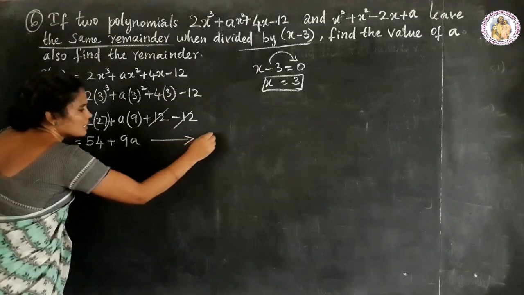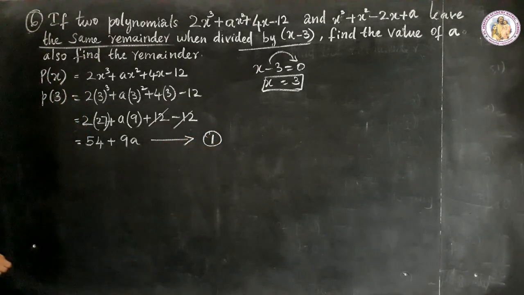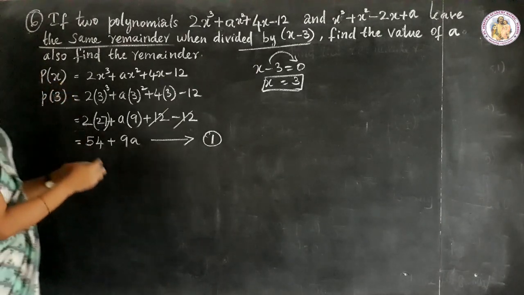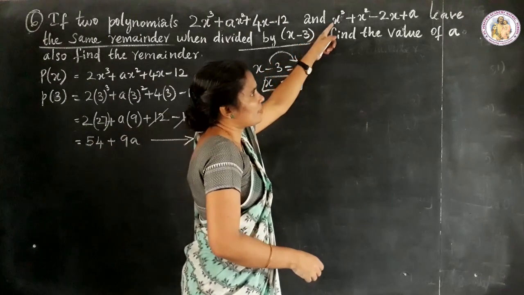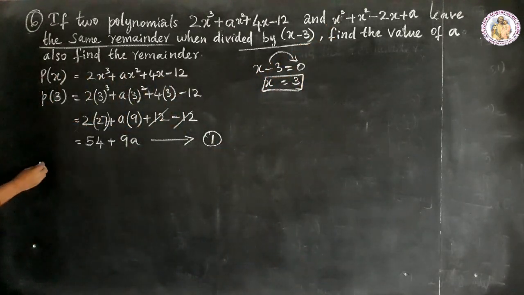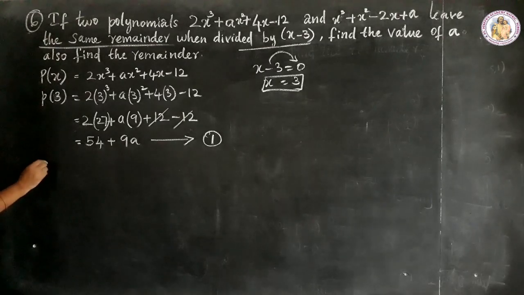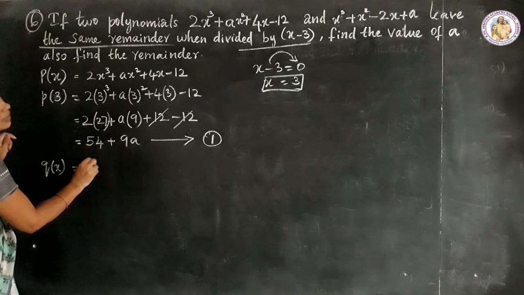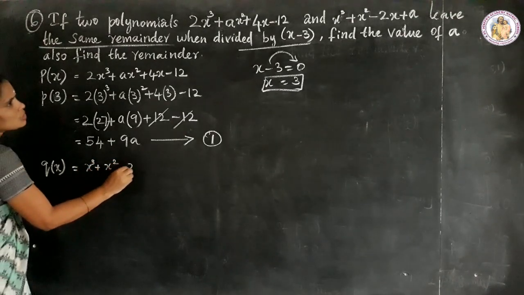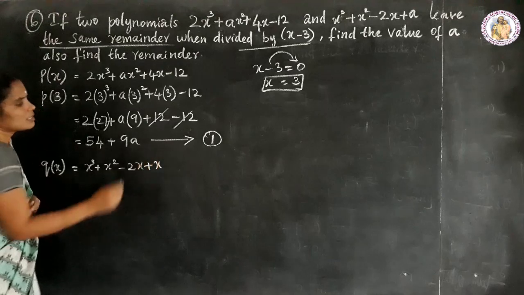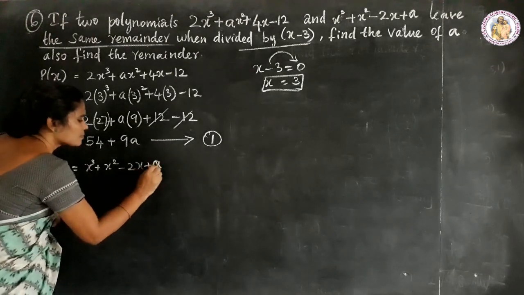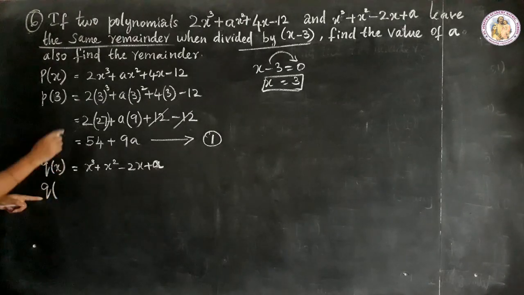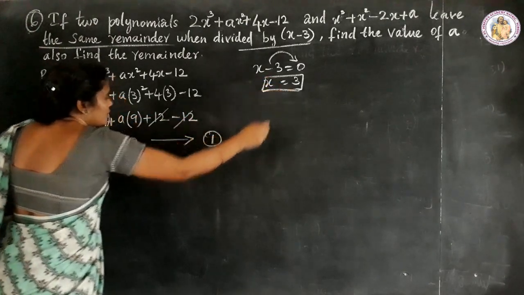Okay, now taking this as equation number 1. And now already we have taken p of x. Now let us consider the second polynomial as q of x or f of x or s of x. Any variable you can consider. So q of x is equal to x cube plus x square minus 2x plus a, and now q of 3. So x minus 3 is equal to 0.